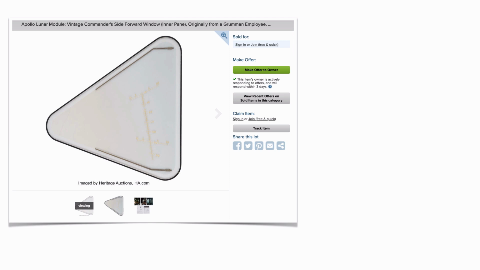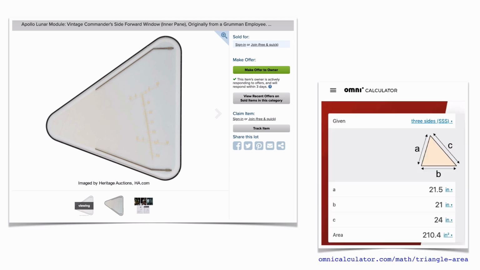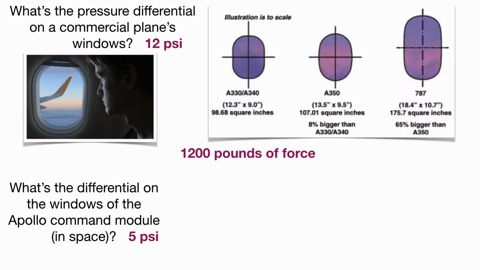And let's take a look at this window. If you look very carefully, it actually has a gauge on it. I think that was used in navigation. But this is actually from an auction where some old Grumman employee had a spare window from the Apollo module. I don't know what it sold for, but it did sell. And so using a triangle calculator, it's 210 square inches. So we have 5 psi, 210 square inches.